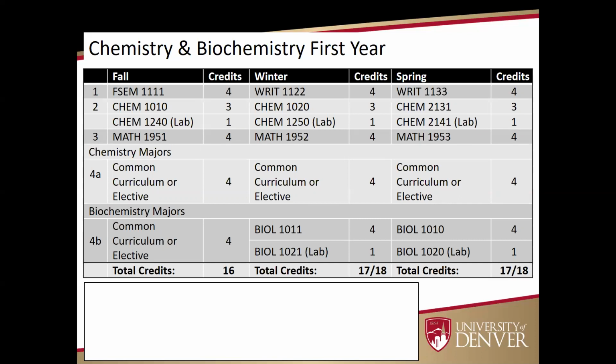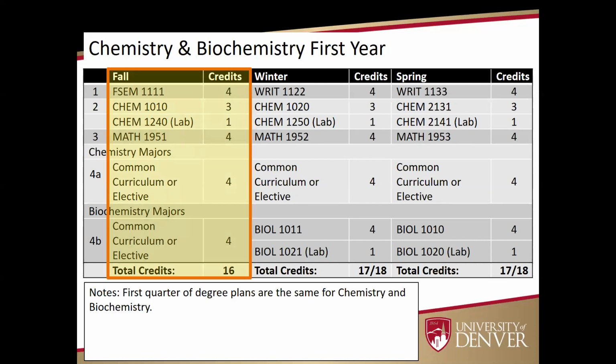If you are in chemistry, it's recommended to take a common curriculum or elective course. But if you are interested in getting a degree in biochemistry, you will begin the biology sequence in the second quarter. So it's not recommended, again, to take a lab-based sequence course, because in the winter quarter, you will begin biology for biochemistry majors.